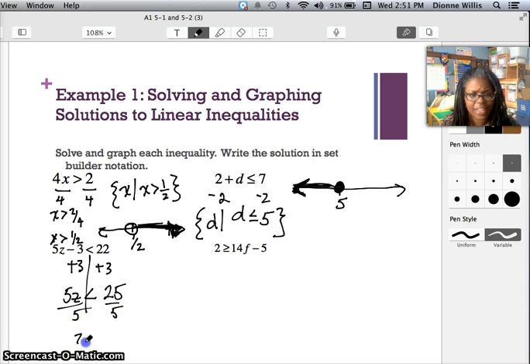And I get that z is less than 5. Again, set builder notation happens just by doing this. So this reads z such that z is less than 5. And my number line looks like you would think.